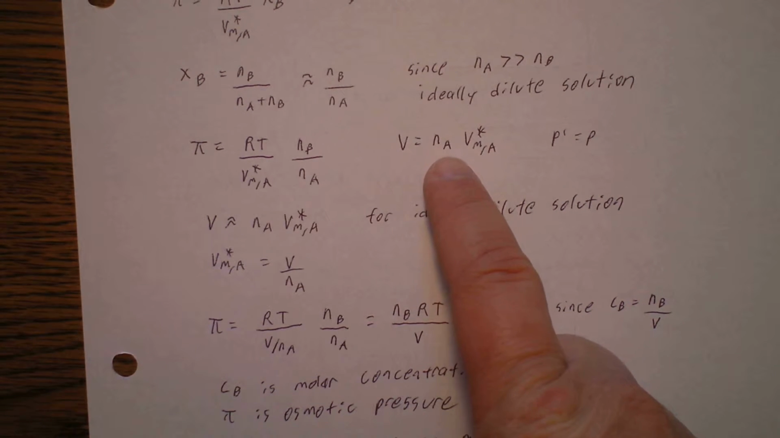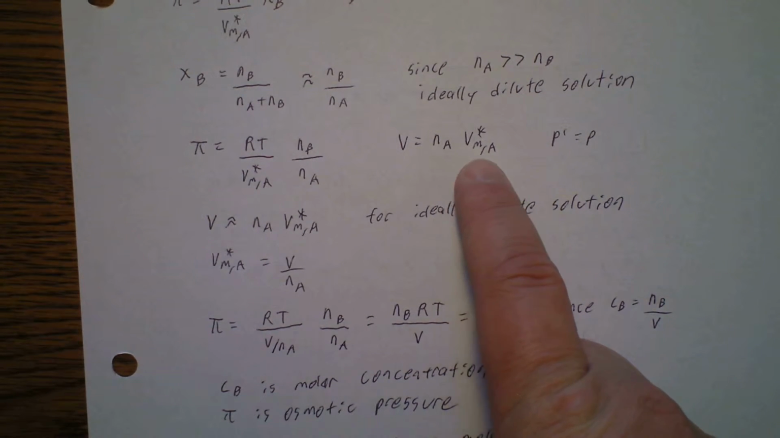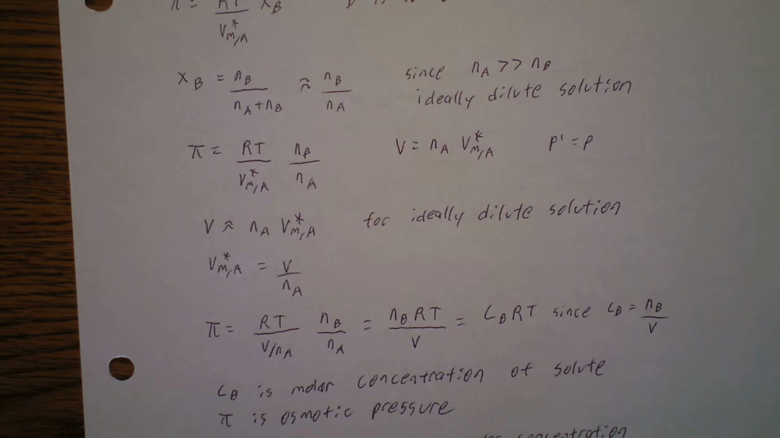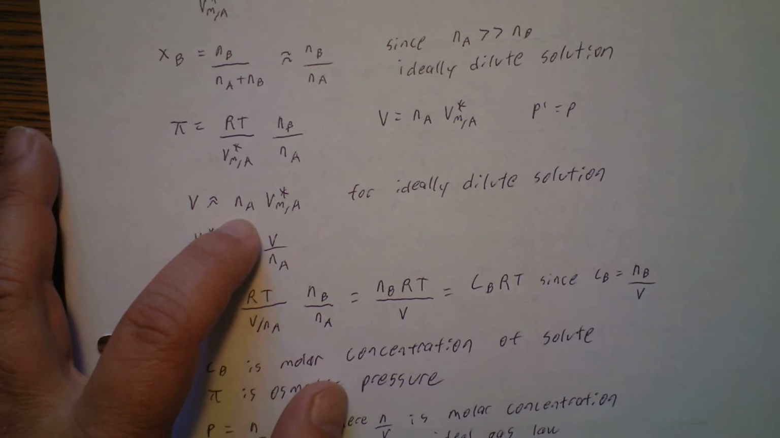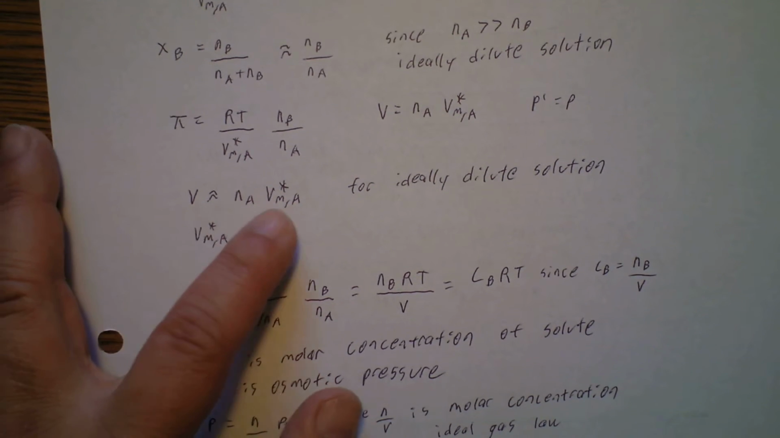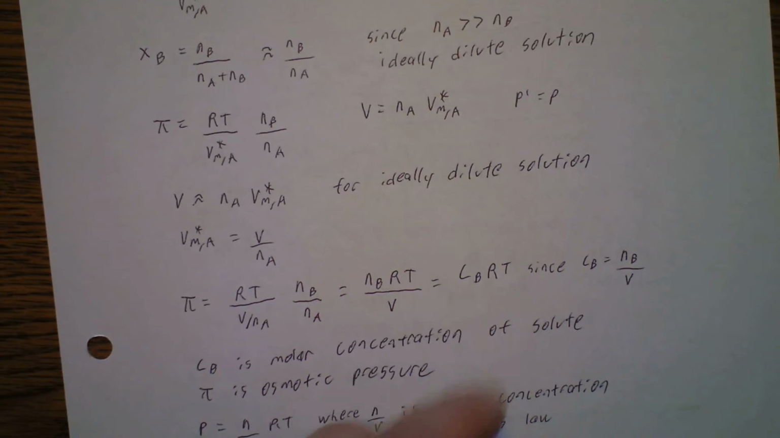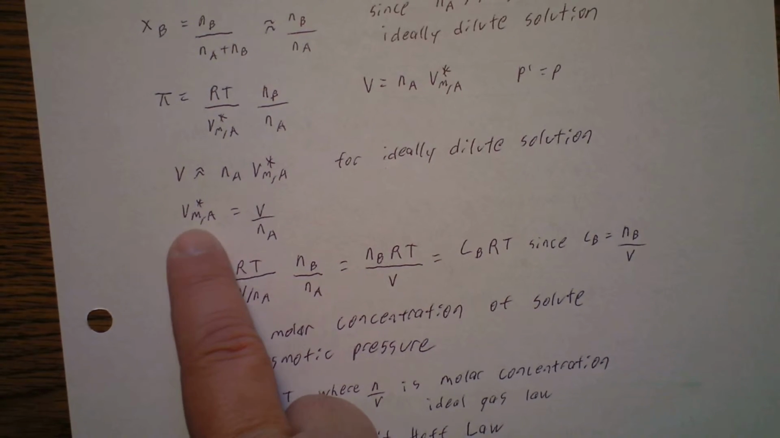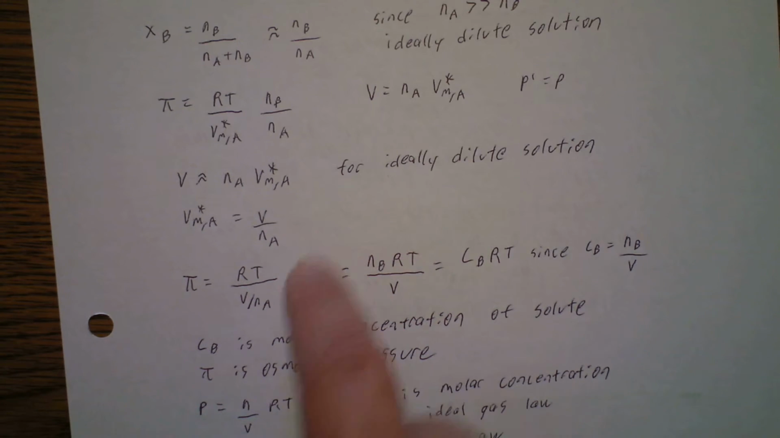Now remember, the volume, again, because it's ideally dilute, we're going to kind of neglect B. So we get the volume is the number of moles of substance A times the molar volume of A in the pure state. And we're just going to say the P prime is P, because we're just using P prime as a dummy. So the volume is going to be roughly equal to the number of moles of A times the molar volume of substance A in the pure state. Again, that's just because we're assuming an ideally dilute solution. So the molar volume of substance A in the pure state, remember, is just the volume divided by the number of moles of A.